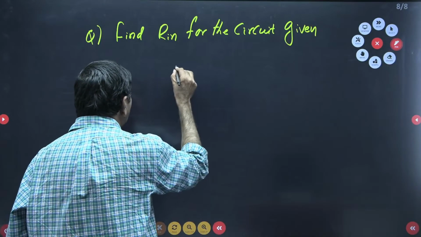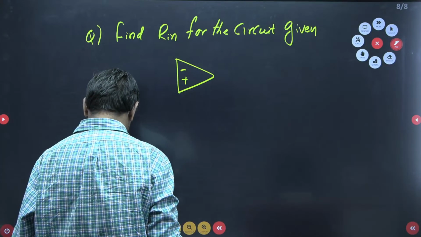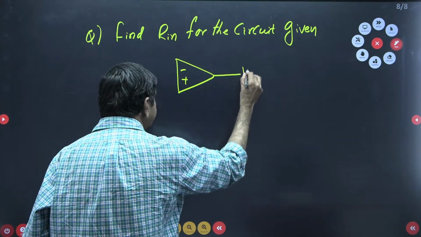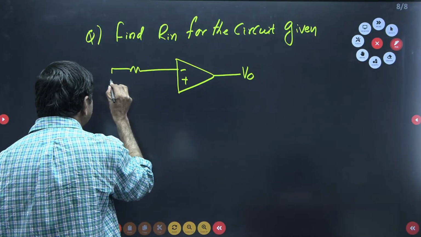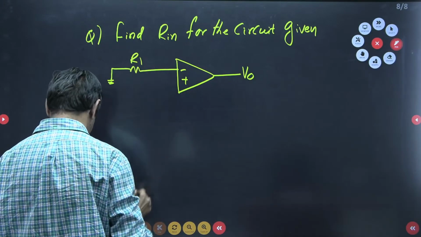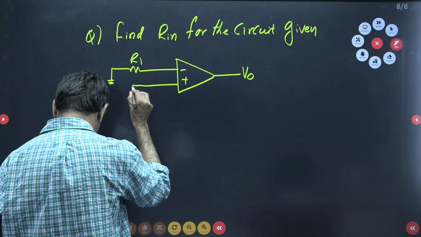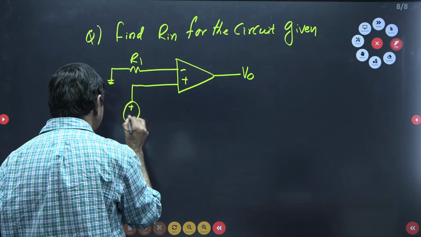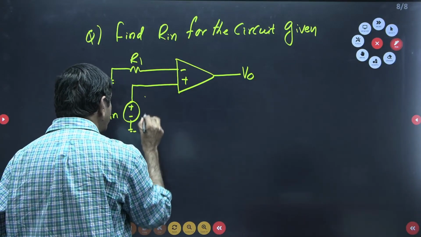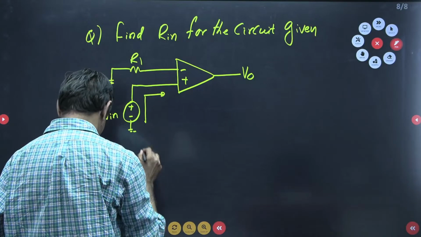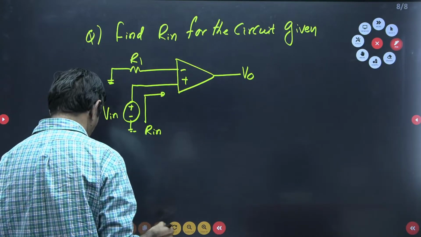Here an op amp is given with minus and plus terminals, and this is V0 here. R1 is connected here, this is connected to the ground, and this is connected to V in. This is given as V in. The question is asking to measure the resistance only: R in equal to how much when the view is made from this side?